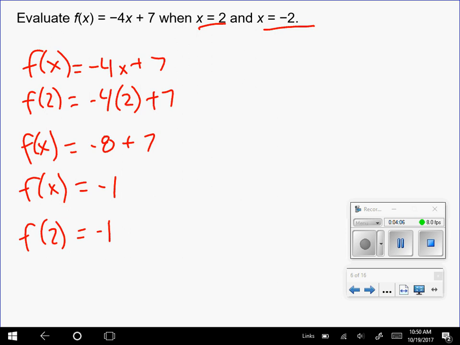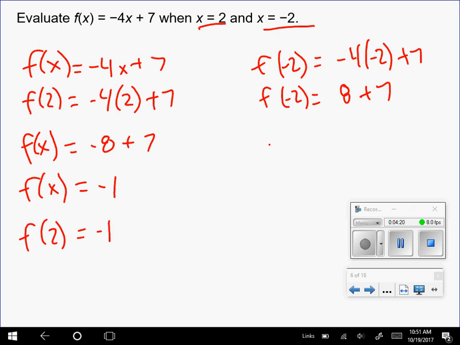Now if we plugged in negative 2, this would be 8 plus 7. That equals 15. So like I said, you don't have to always write it, but it kind of shows you what it means. We're plugging in 2 in this case for x. We're plugging in negative 2 in this case for x. So f of negative 2, or the function based off of the fact that x is negative 2, would give us 15.